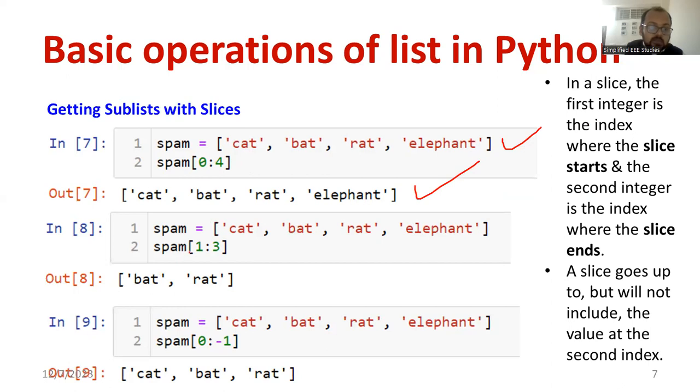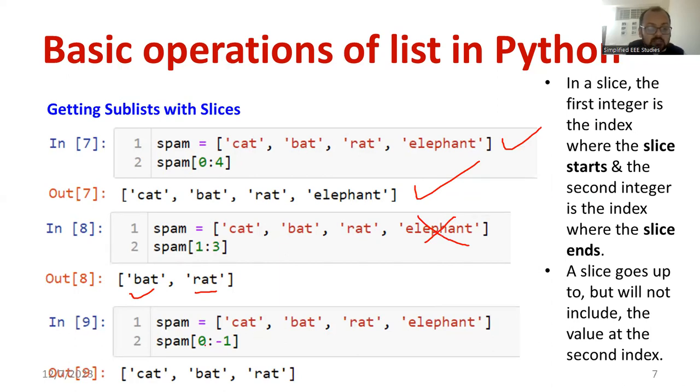If I do spam 1:3, what will happen? Which is the first element? The 0th element is cat, the first element is bat. Bat is going to be printed in the new list. So what is the second element? The second element is rat. That will be printed, but the third element, elephant, is going to be deleted. That you have to remember.